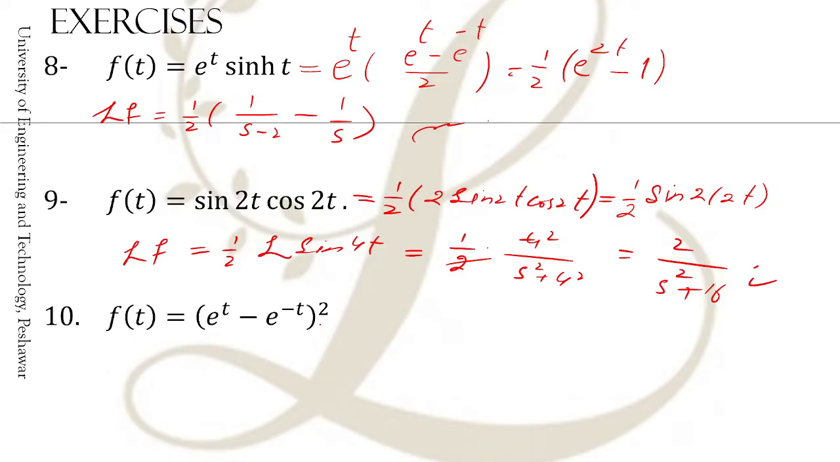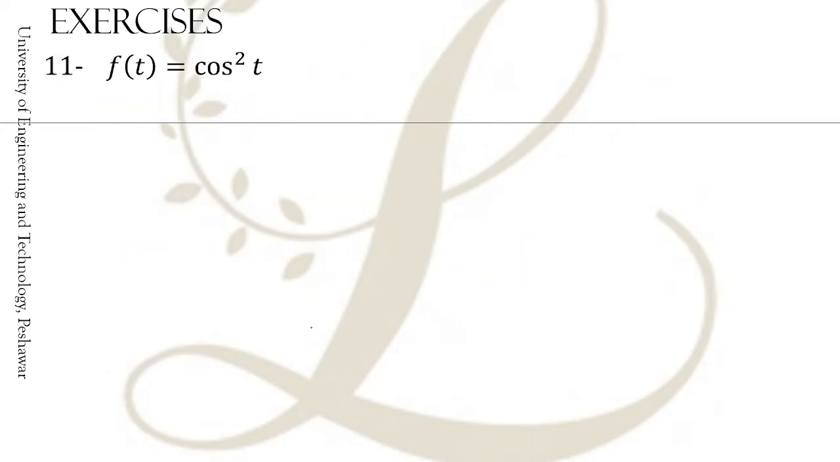Okay, I think we have done this question already, but we're going to do it again. So f of t is equal to cos square t. We don't have any rule for finding the Laplace transform of cos square t directly, but fortunately we have trigonometry, so we can write this function as 1 plus cos 2t divided by 2.